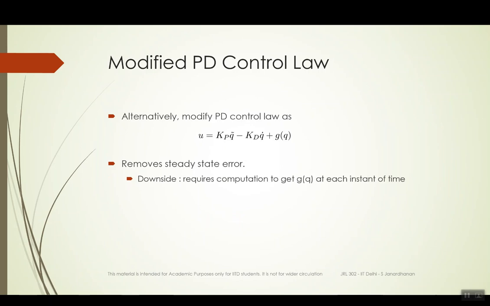Okay, and alternatively, the gravitational term can also be incorporated into the control. Theoretically this will solve the problem, it will go to 0 steady state error. However, the downside is that this would require the computation of your gravity term g of q at each instant of time. So maybe you need a microprocessor to compute on board the gravity effect at each instant of time.